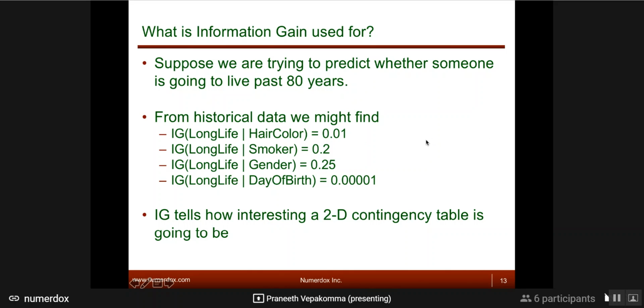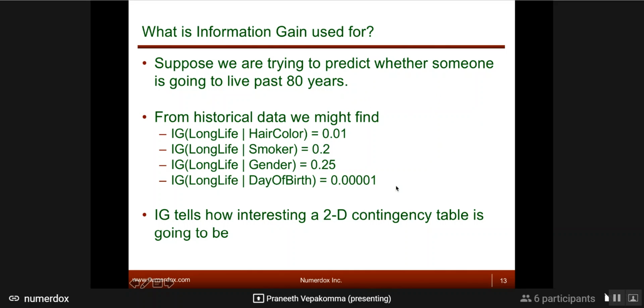Then you look at smoker: light smoker, chain smoker, or some combination, or maybe someone who smoked for 50 years and then stopped smoking, etc. Or someone who smoked when he was a teenager and then stopped smoking the rest of his life. Or he's been smoking since his teenage years all through his life. Again, those are the different nodes you can have.